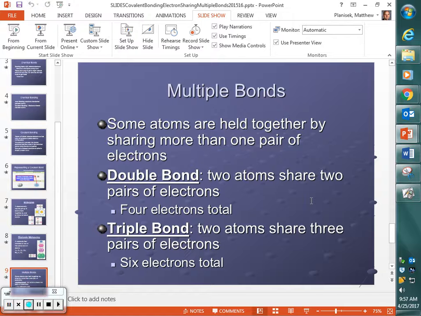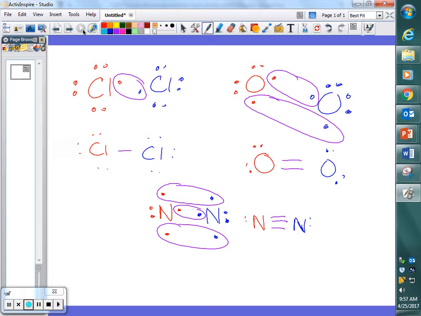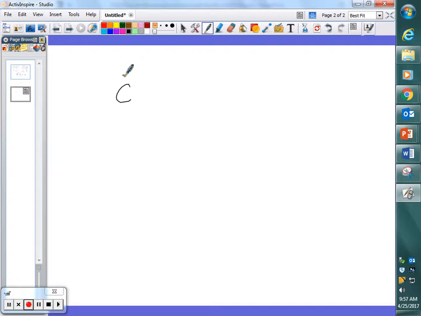So if we look, here's carbon, and it's 4 valence electrons. If another carbon came along, theoretically, could this happen? What would we end up with? Share them all, right? What would we call that then? It would be a quadruple bond, because they'd be sharing how many pairs of electrons? 4. Would that get them to 8? Yeah, it would. But this doesn't happen.